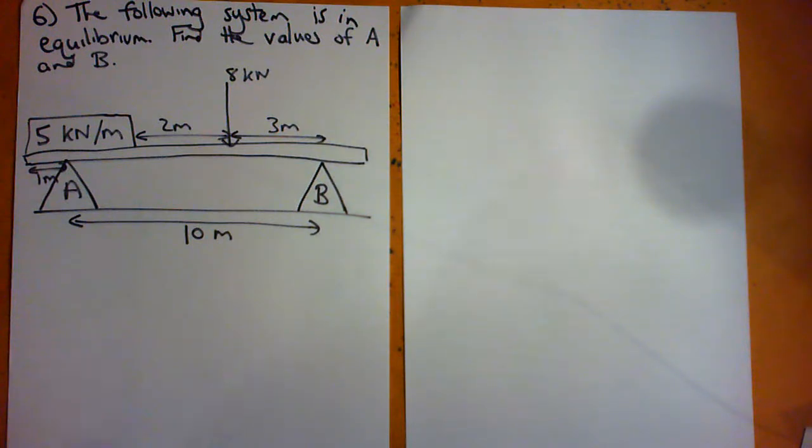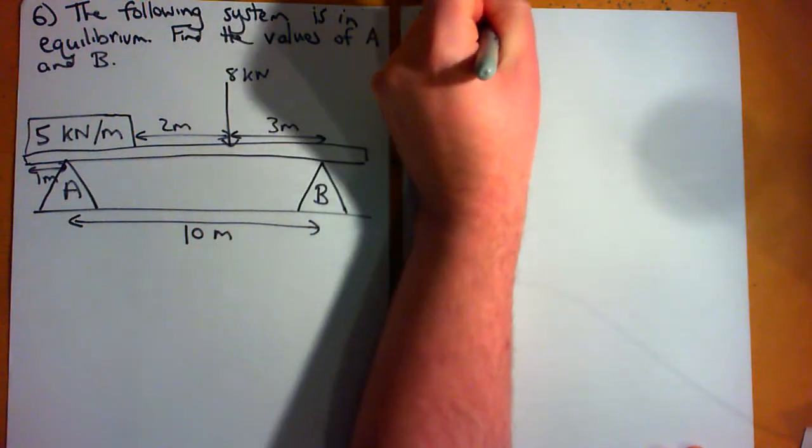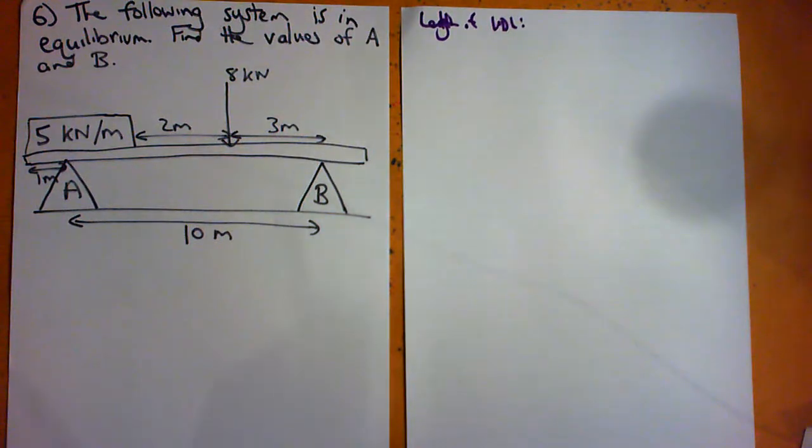So the length of the UDL, we need to work out. Okay, so we see that there's a 1 metre overhang. It extends 1 metre to the left of A. We also need to work out how far it goes to the right of A.